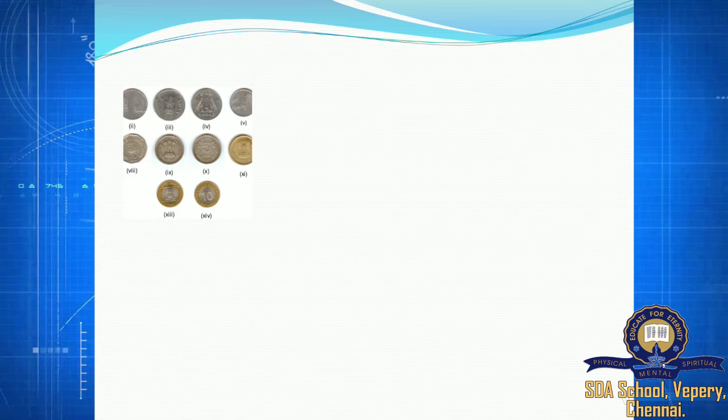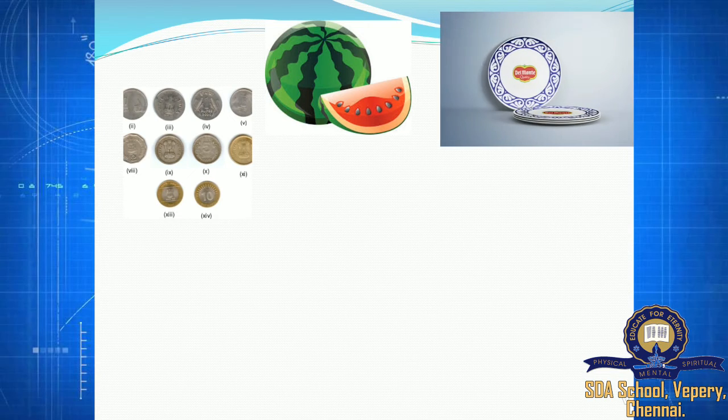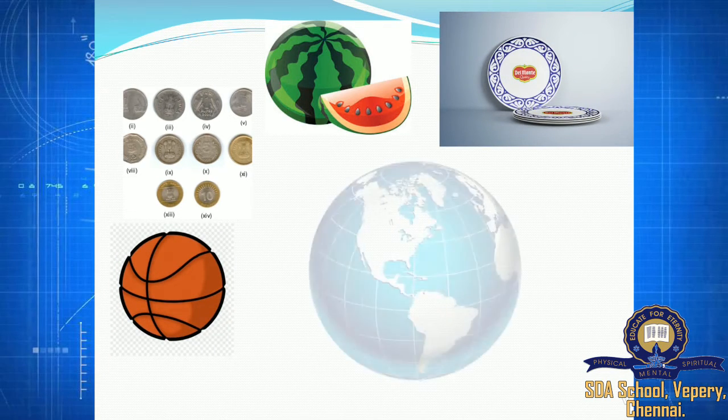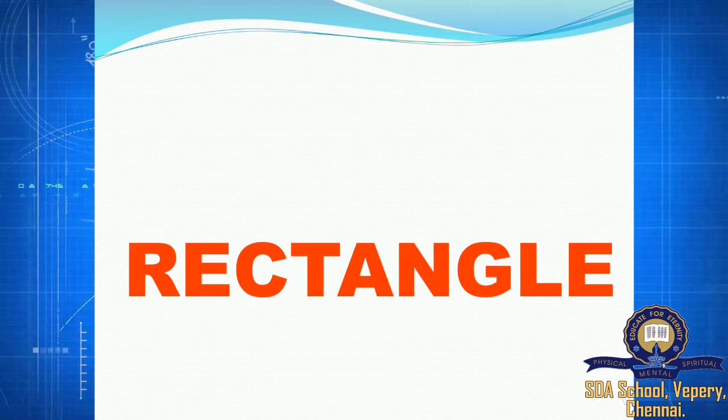Yes, coins. Next, watermelon. Yes, plates, ball, globe. All these objects are circle in shape. Examples for circle. The last shape we are going to see is rectangle.